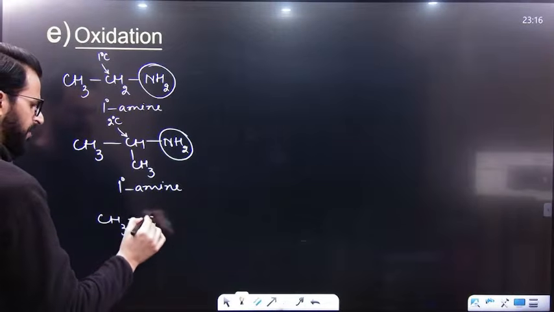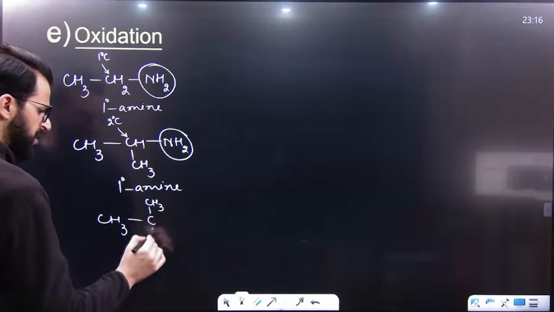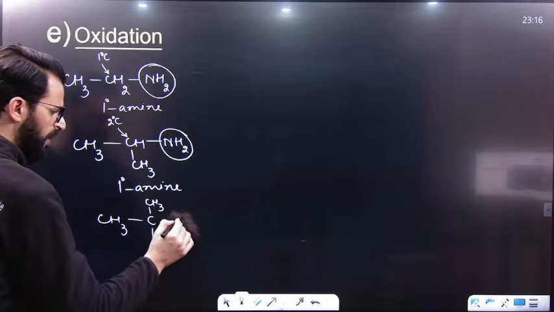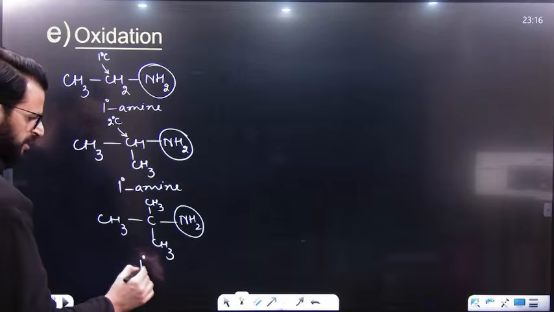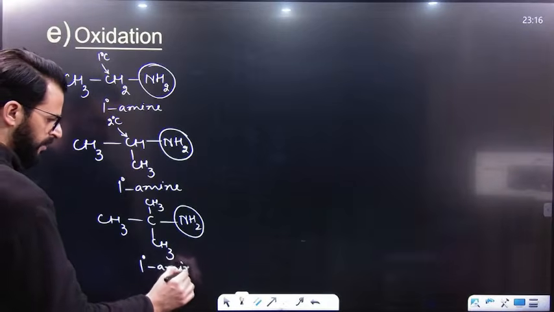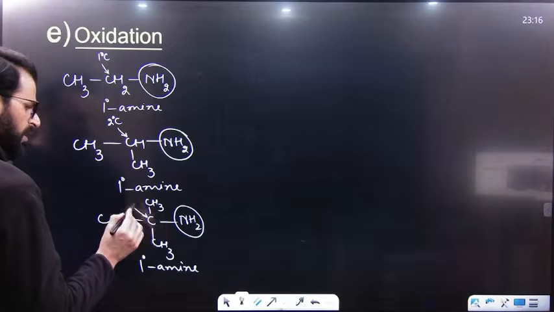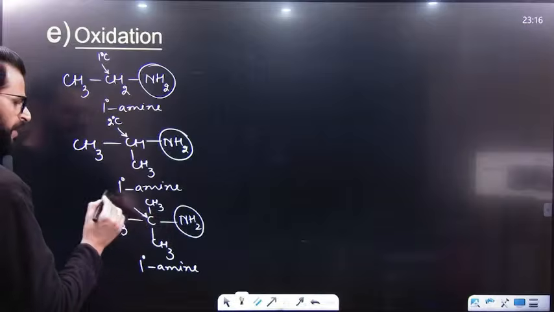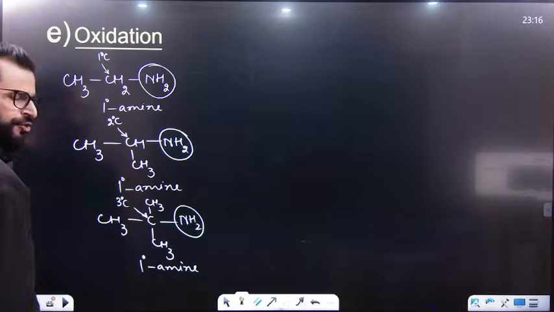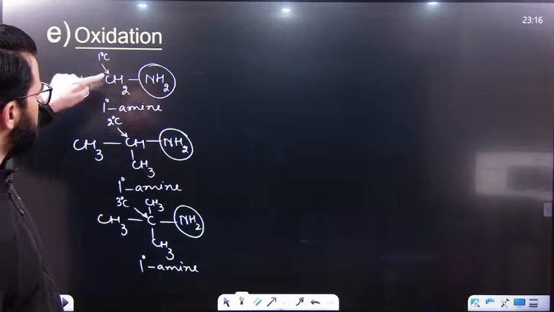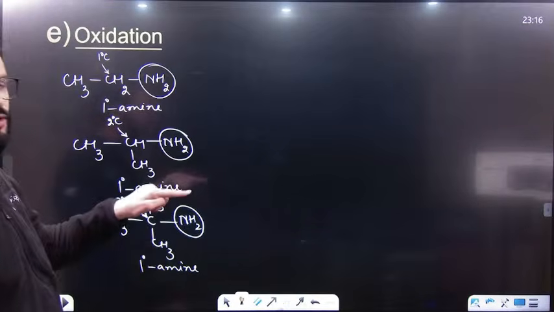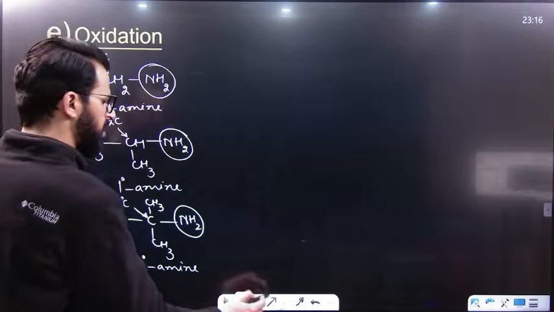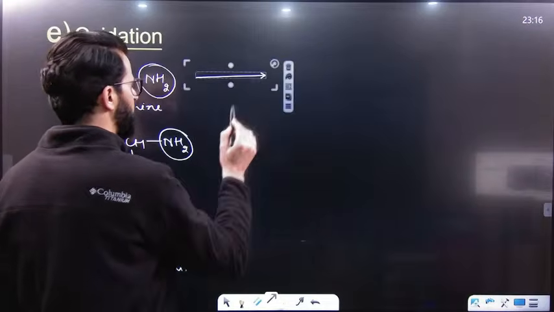Now, if I write it like this, this is once again a primary amine because NH2 is the functional group. So this is a primary amine. But my dear students, here in this primary amine, the functional group NH2 is attached to a tertiary carbon. So this is the difference: NH2 is attached to primary, NH2 is attached to secondary, NH2 is attached to tertiary. But as NH2 is the functional group, all these are primary amines. Remember.